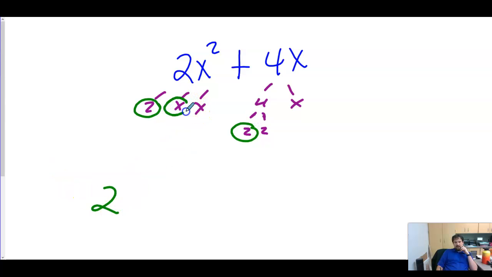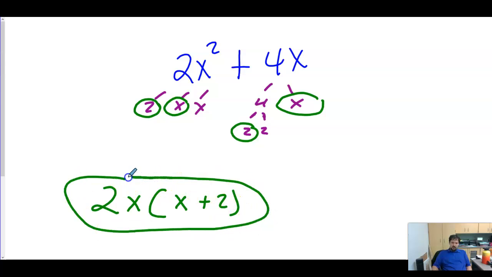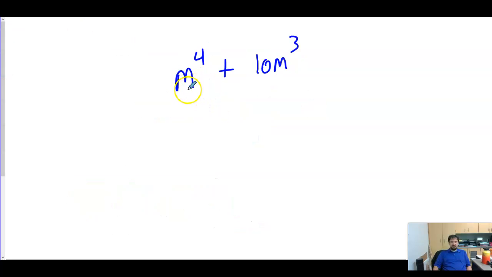And this x is going to go with this one. So this x is over here on a date. And then notice this x and this 2 have no one to go with. So they are stuck at home inside the parentheses. And there is my factored expression, just like that. Okay, let's try another one.